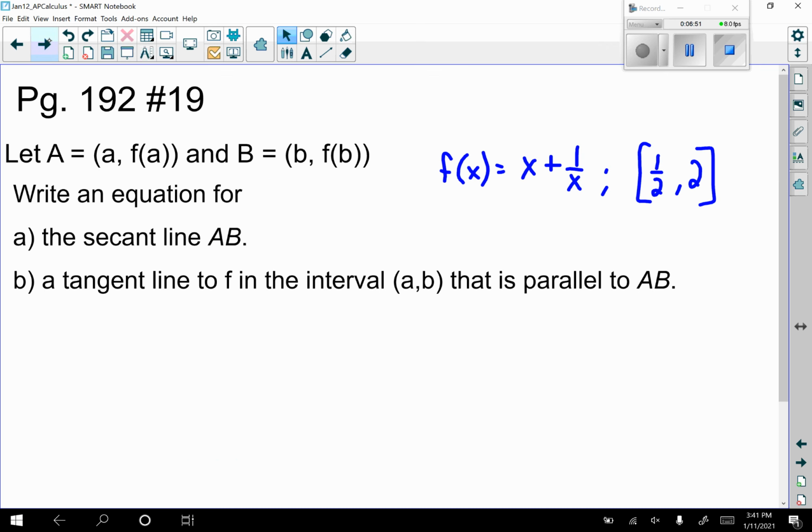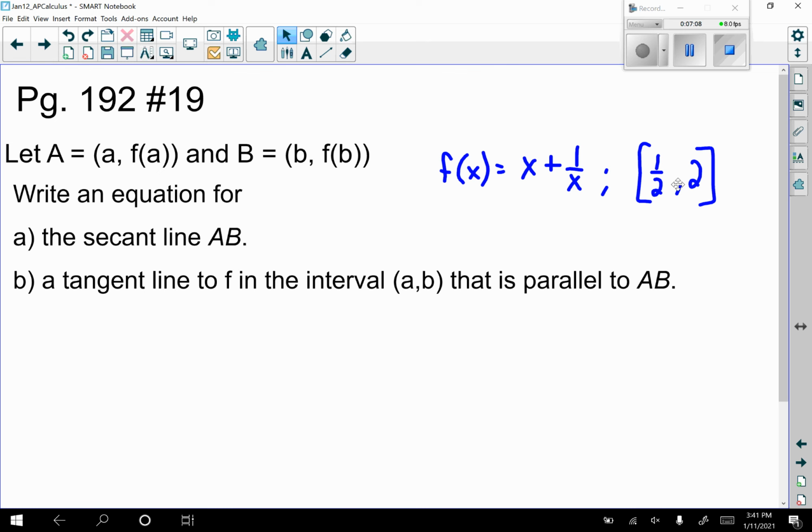All right, so we're only going to do one problem in class today, and then I'm just going to give everybody time to continue working. So this is on page 192, number 19. Here's our function off to the side here. We're given a closed interval. In the book, it gives you the inequality, and it gives you 0.5 instead of 1/2.